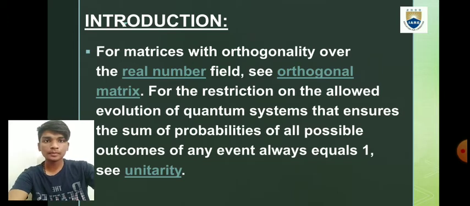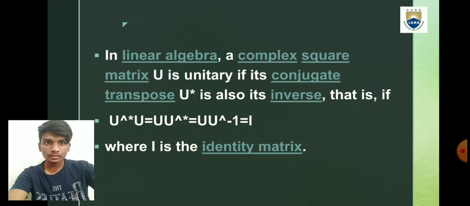See unitary. In linear algebra, a complex square matrix U is unitary if its conjugate transpose, that is U star, is also its inverse, that is U into U star equals U star into U, that is equal to U into U inverse, that is I, where I is the identity matrix.